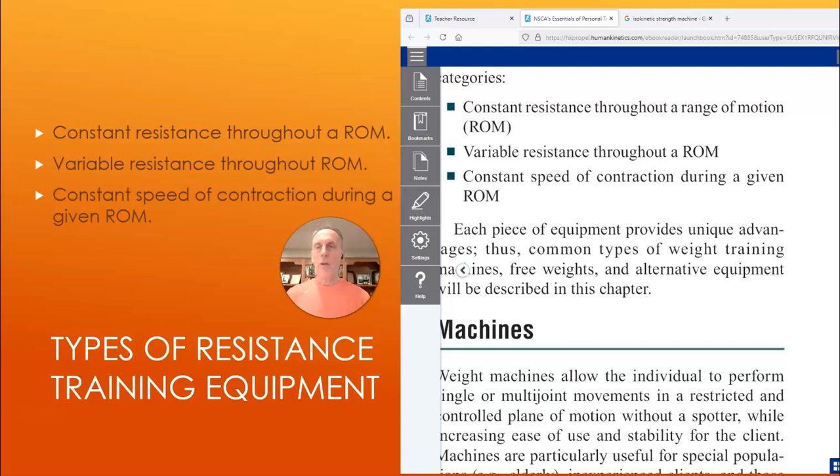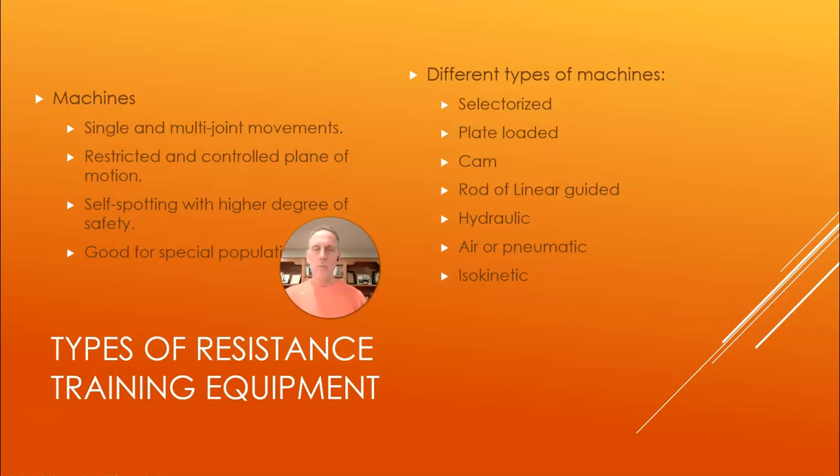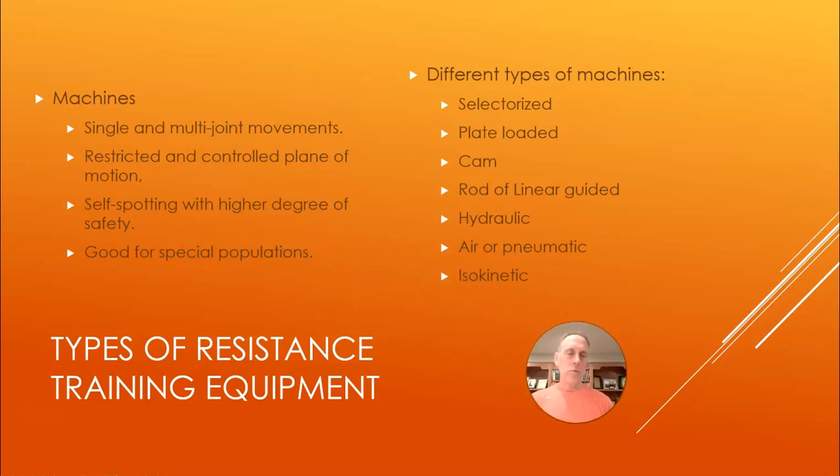They have these main categories regarding types of resistance training equipment: constant resistance through a range of motion (ROM), variable resistance throughout a range of motion, and a constant speed of contraction during a range of motion. Let's talk a little bit about these as we go ahead.